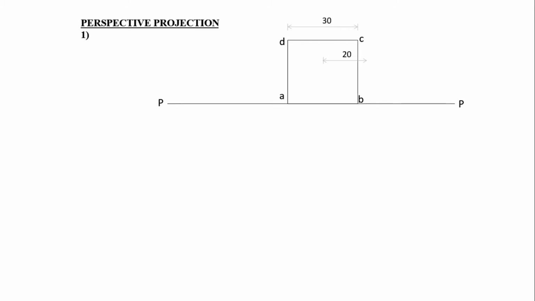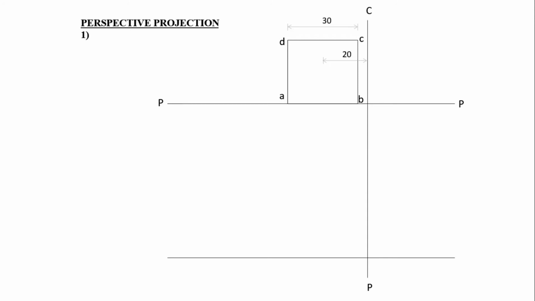Then 20 mm towards the right of the center of the object lies the central plane. The central plane is the vertical plane which is perpendicular to both the picture plane and the ground plane, and it is the plane on which the station point lies. So 20 mm towards the right we draw the line representing the central plane, and in this central plane lies our station point. So this is the central plane, CP.